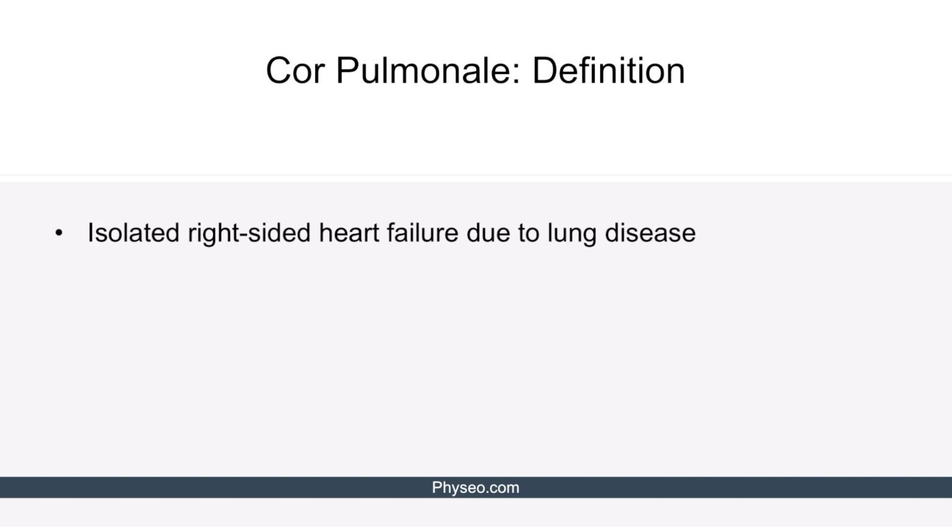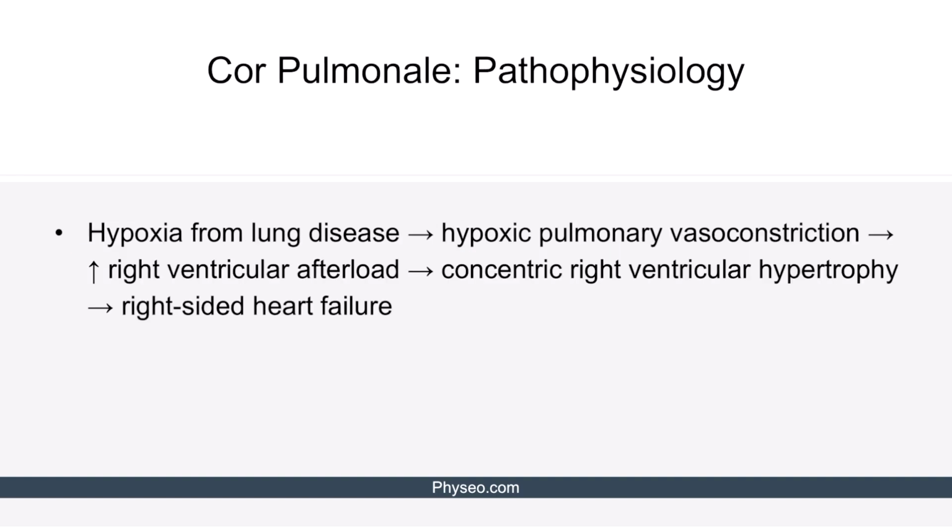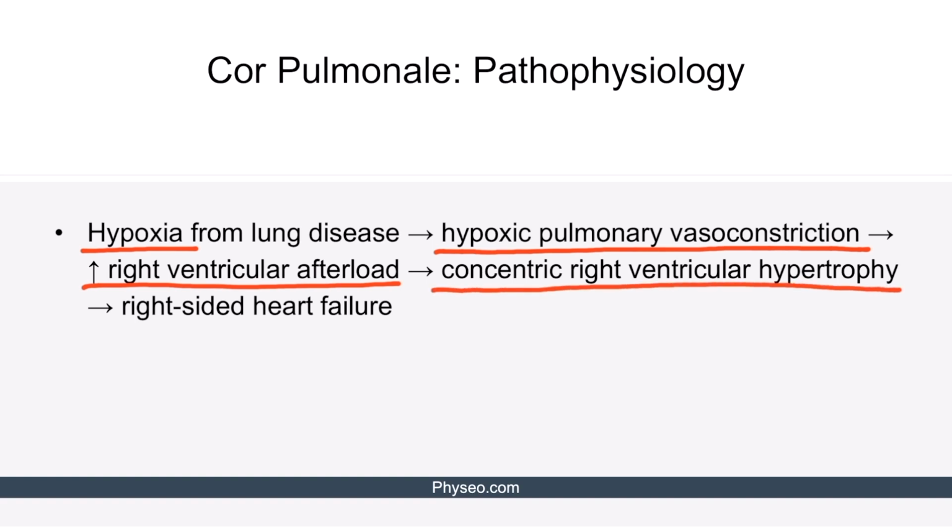Cor pulmonale is an isolated right-sided heart failure due to lung disease. Let's talk about pathophysiology. Acute or chronic lung diseases can cause hypoxia. Hypoxia, in turn, induces hypoxic pulmonary vasoconstriction, increasing the right ventricular afterload. Increased afterload results in concentric right ventricular hypertrophy, which finally causes right-sided heart failure.